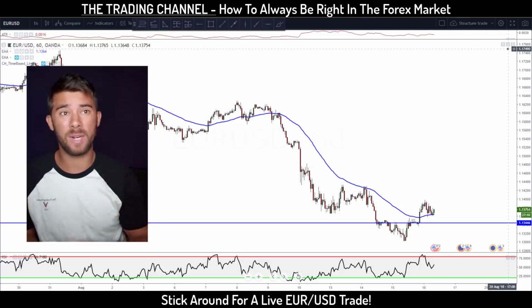Also, I'm going to open up a live trade here on the euro dollar. This is a pair we took a look at some analysis on last week. Some of those rules have played out, and now we're ready to actually place a trade on this pair. So we'll be doing that after the intro and disclaimer too.